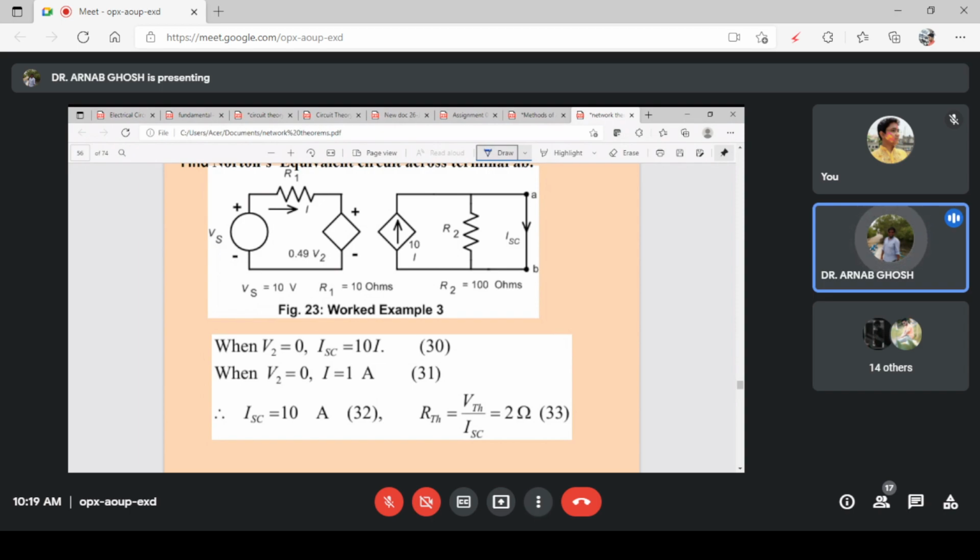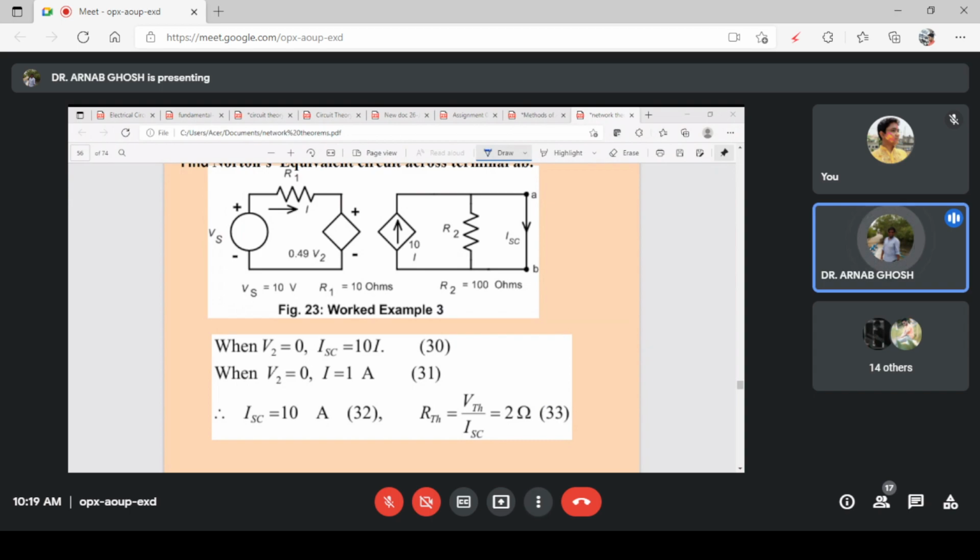So let us say we have a voltage source of 10 volt. We have the 0.49 V2 dependent voltage source. We have a 10 ampere current source, and a 10 I dependent current source. And what is I? I is the current across R1. And let us say that the load resistance was connected between terminals A and B, across which the short circuit current flows. So if you are given any problem based on dependent sources, what we do is first design the equivalent circuit.